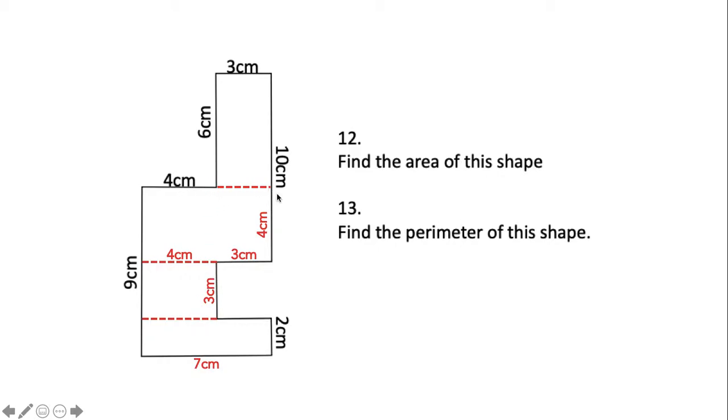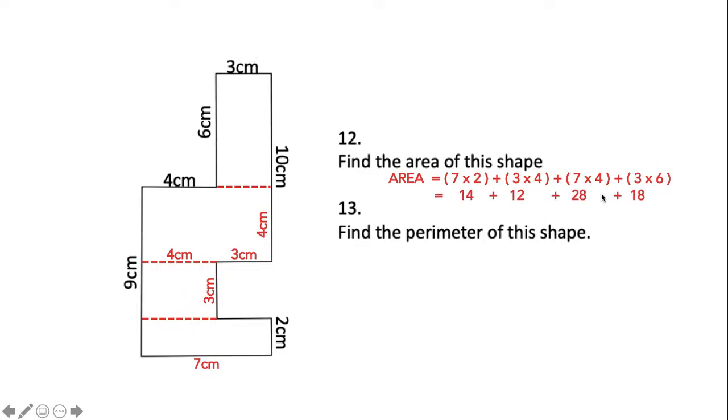So you can sort of divide it up and fill in some missing information. And then finding the area of the shape is just a question of finding the areas of the individual bits. So 7 times 2, that's that bottom bit. 3 times 4, that's that bit. 7 times 4, that's that bit there. 7 along there, 4 plus 3 times 4 there. And then the top bit, 3 times 6.